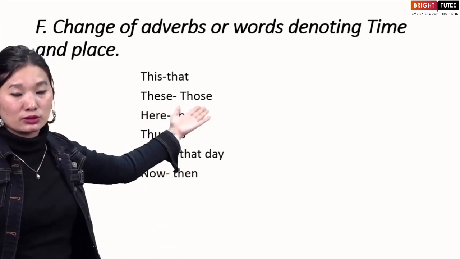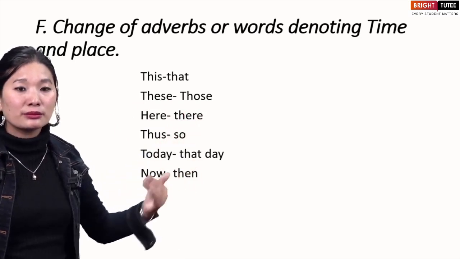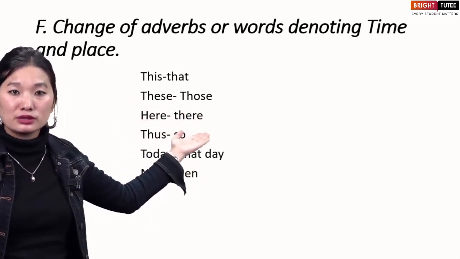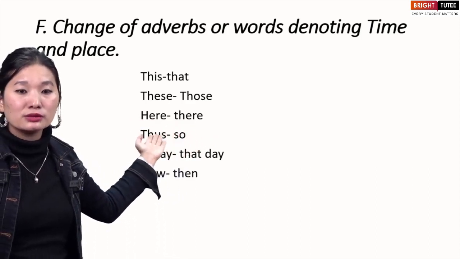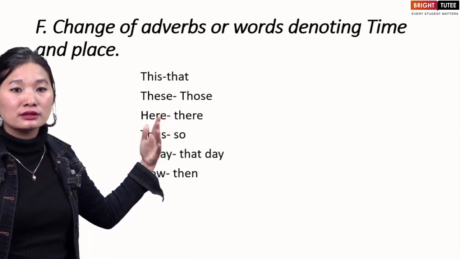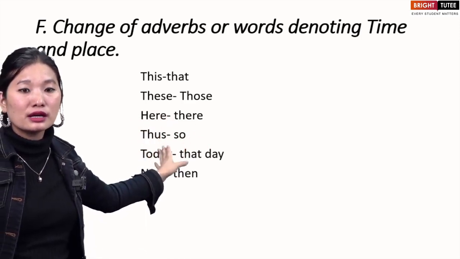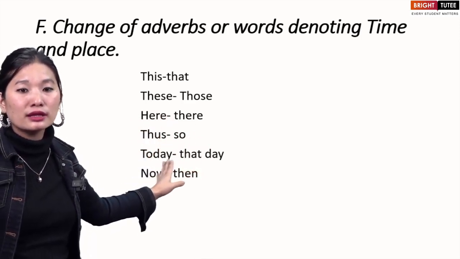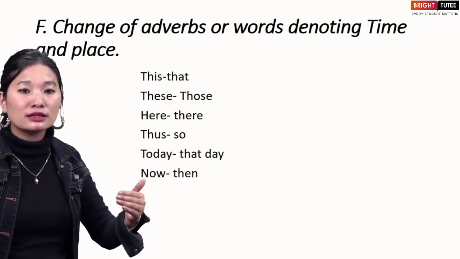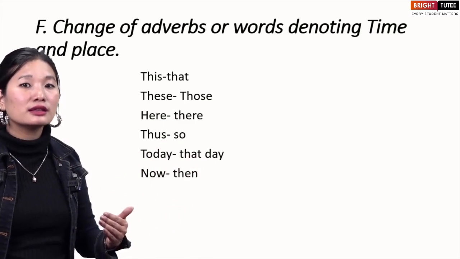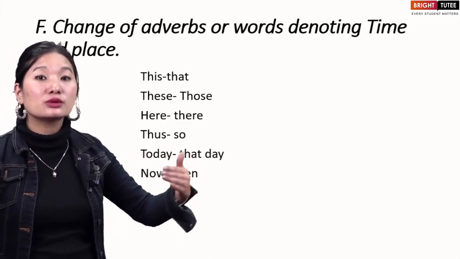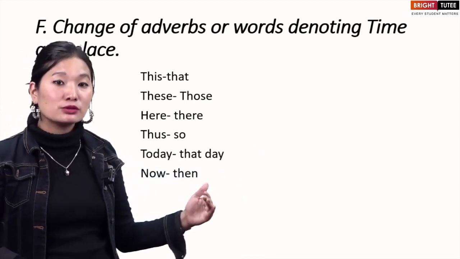This will be changed to those. The teacher said come here. The teacher told me to go there. Here has to be changed to there, right? Thus, so. The teacher said thus, for example. The word thus has to be changed to so. Today, that day, as I've mentioned already. Now, then. We have to start studying now. The teacher said that they had to start studying then. Example, if she is talking about a past event, we have to put it that way.